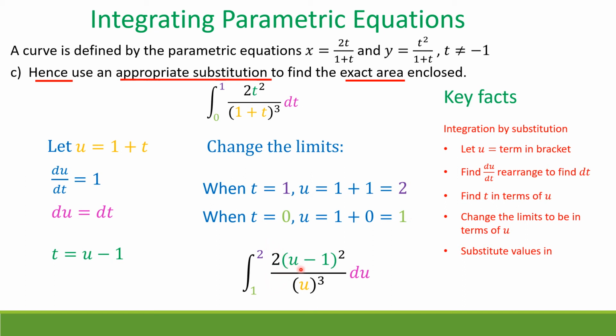I've got two lots of my value of t, and we knew t is u minus 1 all squared. And then that's going to be divided by my 1 plus t, which is u cubed. And I'm just replacing the dt with a du on the end. So everything now is all in terms of u.